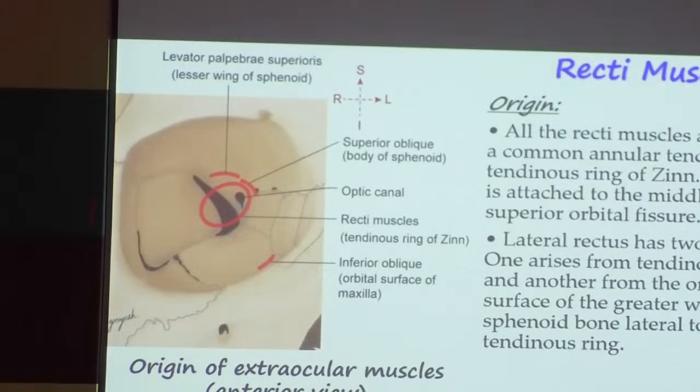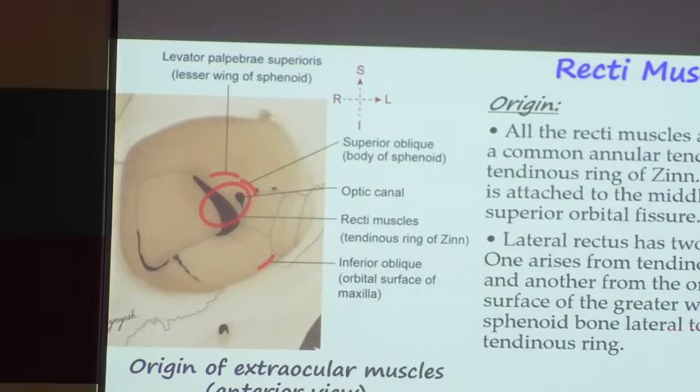Origin: see, this is superior orbital fissure. The red rounded structure is the position of annulus of Zinn. And here, just above the annulus, medially, is origin of superior oblique, and here is origin of levator palpebrae superioris, and here, over the orbital plate of maxilla, is origin of inferior oblique. Okay, so all the recti muscles arise from common annular tendon or tendinous ring of Zinn, and this ring is attached to the middle part of the superior orbital fissure. It divides the superior orbital fissure into three parts: medial, intermediate, and lateral.